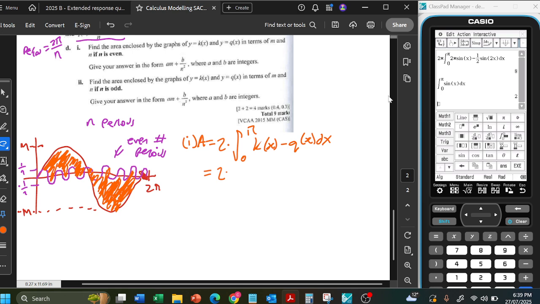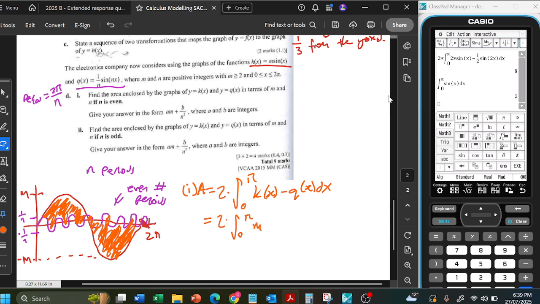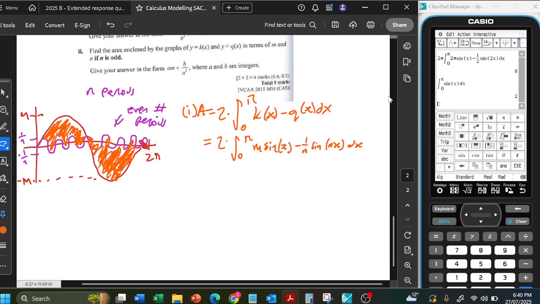So that's what we're computing here. So that we could write as 2 times the integral from 0 to pi of k(x), which was, of course, just scroll up a little bit, which was m sine x, and q(x) is 1 on n sine nx dx. Okay, that's what we're finding first up. So let's expand this out before we do any further simplification. So first up, what is the antiderivative of this? So we've got the 2 at the front. First up, the integral of sine x is negative cosine x. So this first antiderivative is just going to be negative m cosine x.